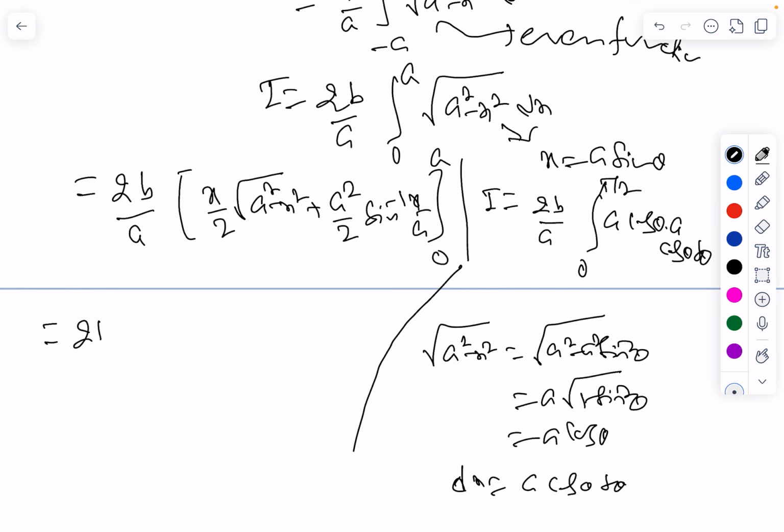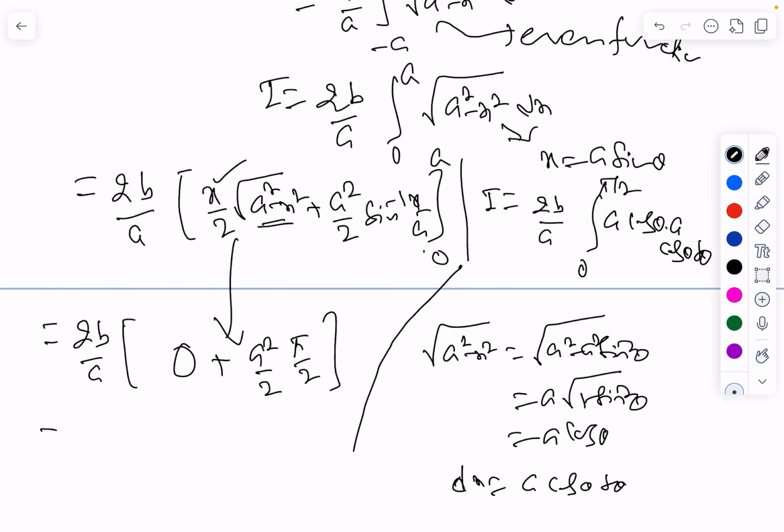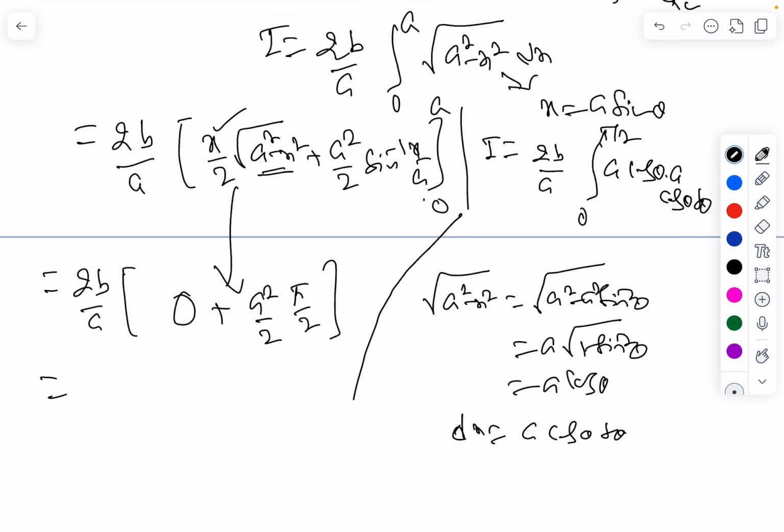So if I put here 2b by a, when you take a, this will be 0. When 0, then because of x, that is 0. So this is both sides 0. This is a square by 2. When you take a, sine inverse 1 is pi by 2. And sine inverse 0 is 0. So this is nothing but pi. Then one a cancels, so one a is remaining. B is there. This is 4 and this is 2. So pi ab by 2.